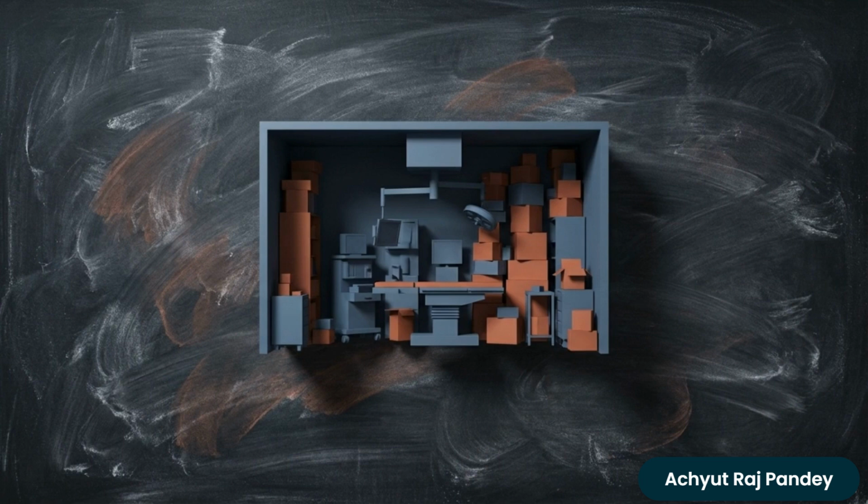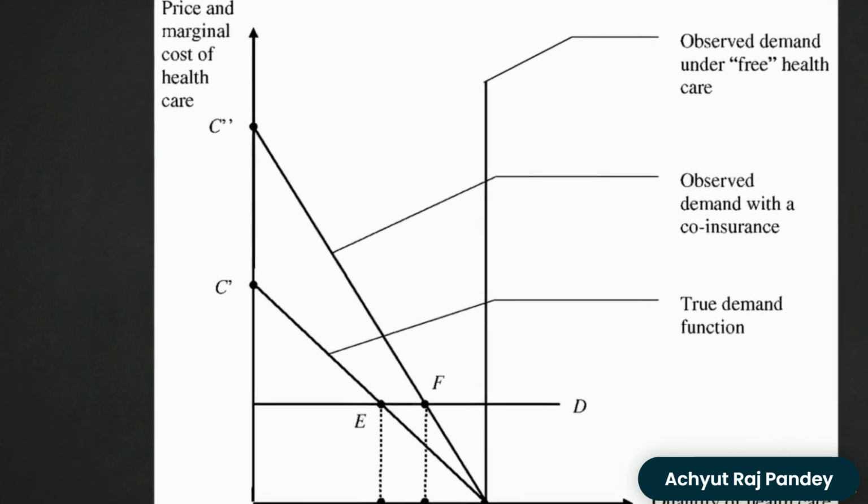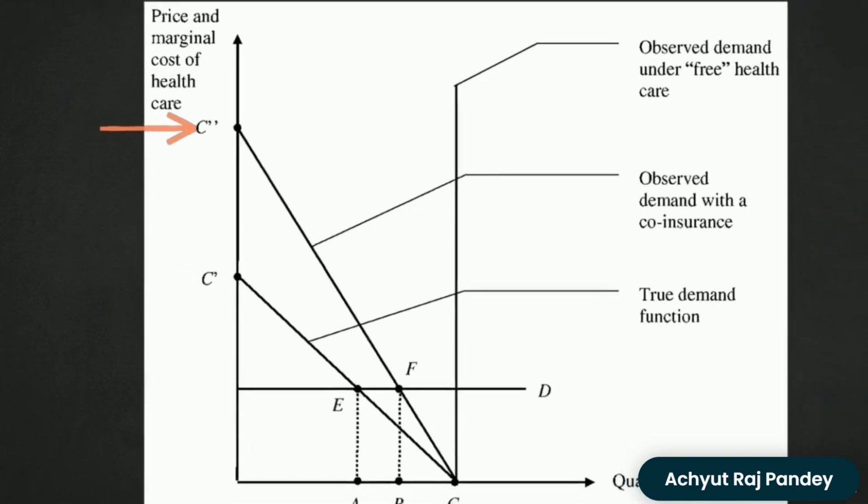This graph maps that exact behavior. The inner diagonal line traces the true demand function for healthcare. Where it intersects the horizontal cost line, we find the baseline market equilibrium at quantity A, without any insurance interference. Introducing a 50% coin insurance rate creates a leverage effect. Because the patient pays only half the bill, their maximum willingness to pay limit effectively doubles, pushing the limit from C prime up to C double prime.